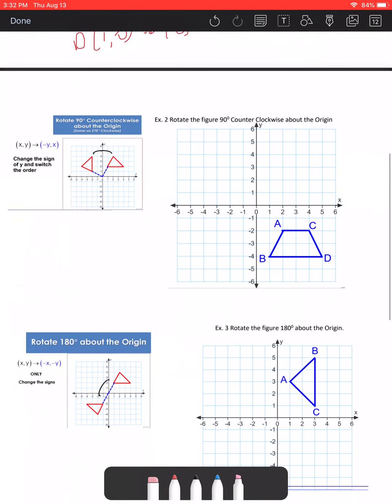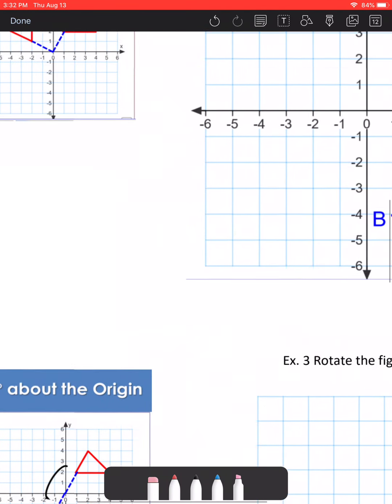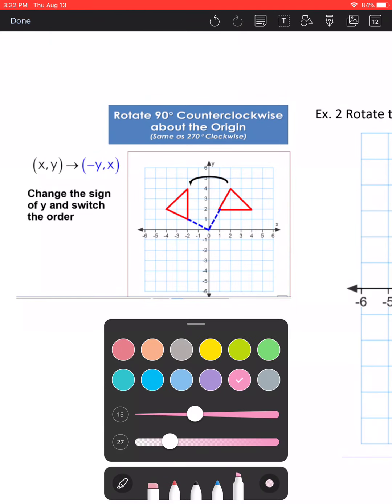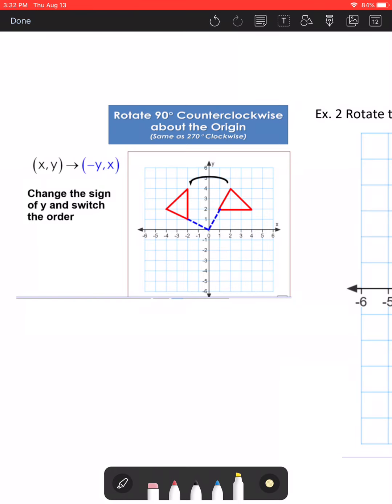All right, so let's look at our next rule for rotations. Our next rule is to rotate 90 degrees, but now we're going to go in the opposite direction, counterclockwise about the origin. So if we want a 90-degree counterclockwise rotation about the origin, once again your x and your y values are swapped positionally, but the y value is negated this time and not the x value. So x and y swap positions, and your y value is the one that's negated and not your x value.